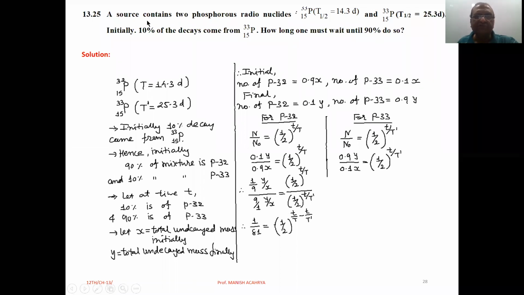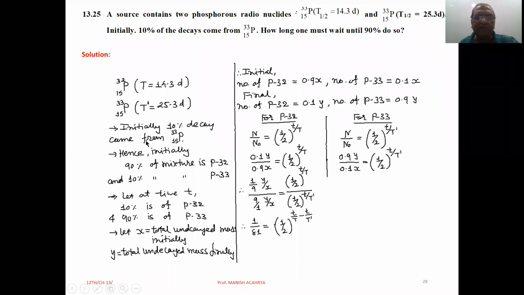13.25. A source contains 2 phosphorus radionuclides, 15P32, half-life 14.3 days, and 15P33, half-life 25.3 days. Initially, 10% of the decays are from 15P33. Now how long must one wait until 90% do so?